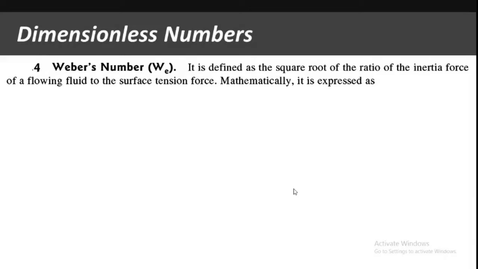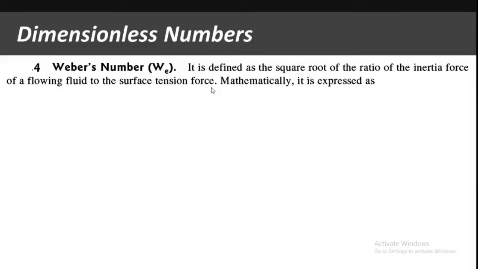So Weber's number is denoted by WE, and mathematically it is defined as the square root of the ratio of the inertia force to surface tension force. Okay, inertia force in the numerator will be common, only in the denominator you have to remember: for Weber it is surface tension force, for Euler's it is pressure force.